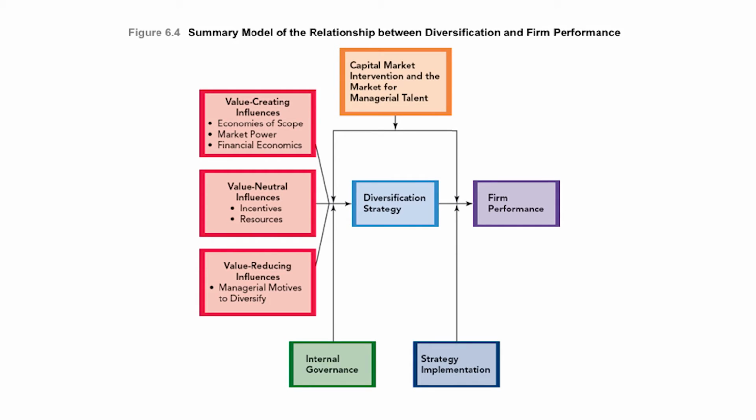Today we learned corporate-level strategy, which could be a little bit complicated. This figure provides a summary and overview of the relationship between diversification and firm performance.